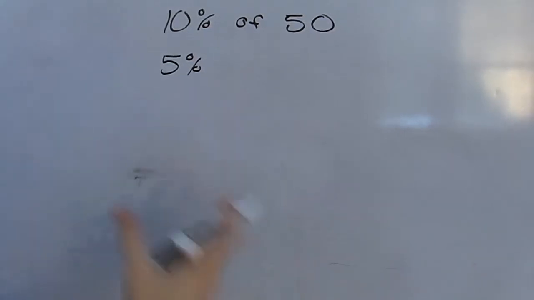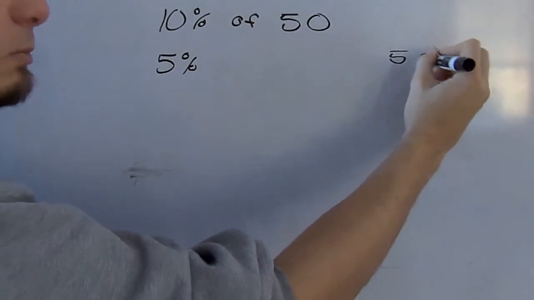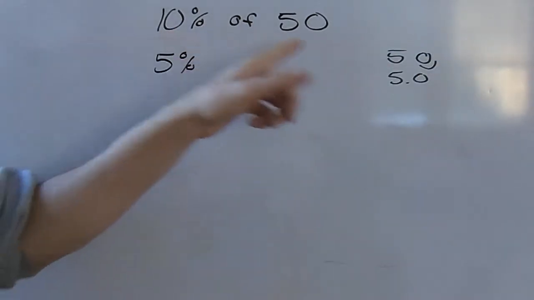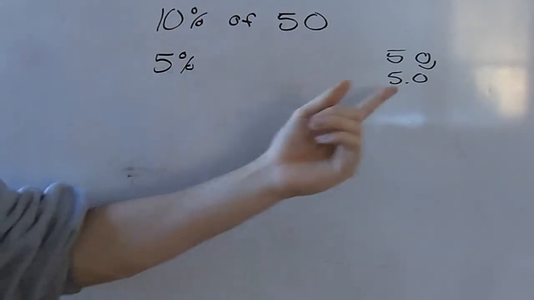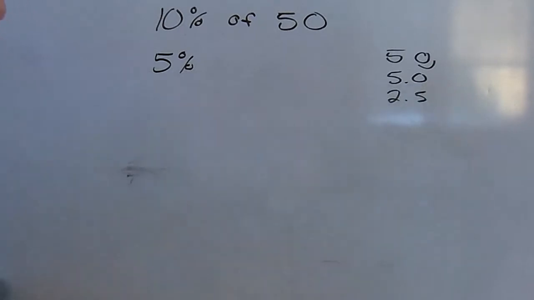So if I wanted to find 5% of 50, I would find 10% first. I would move that decimal back, get 5.0. Now I know 10% of 50, and I know 5% will be half of that. So half of 5 is 2.5. And so that's how I would find 5%.